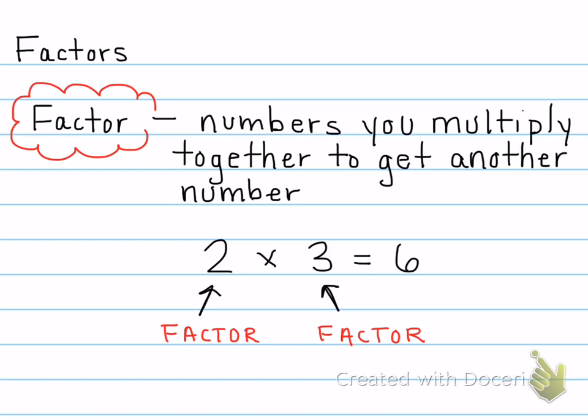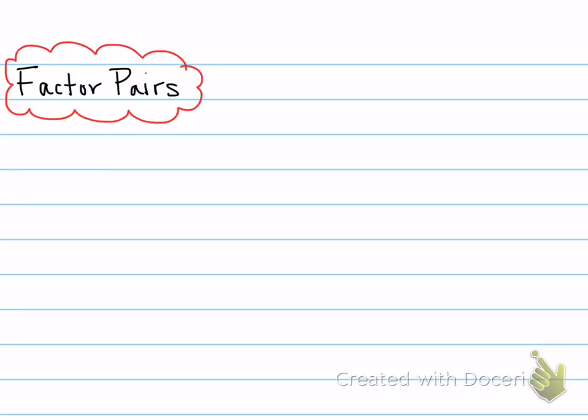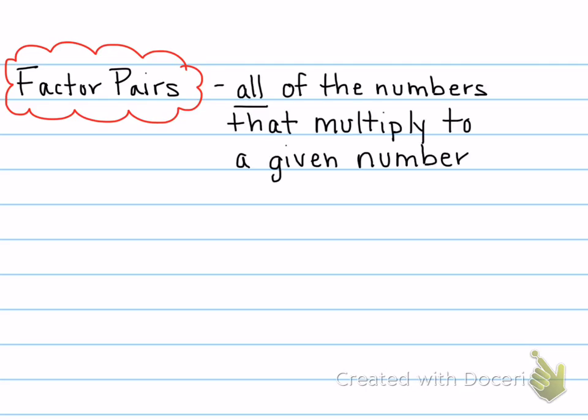What we're going to be doing today is we are going to be finding factor pairs. So we're going to be listing all of the numbers that make a given number. And I'm just going to show you a way to do this, and then you'll be able to work on your own. Okay, let's start with the example 36. We want to find all of the factors that multiply to 36.